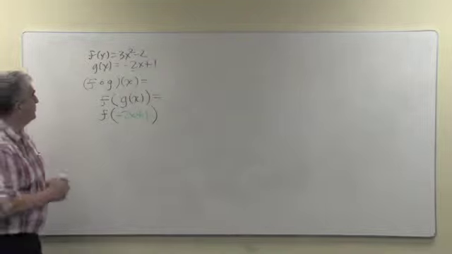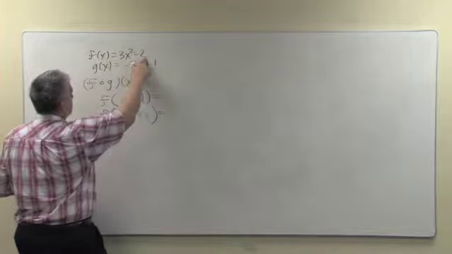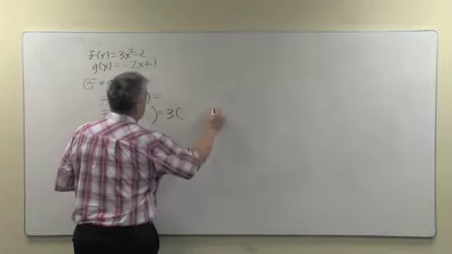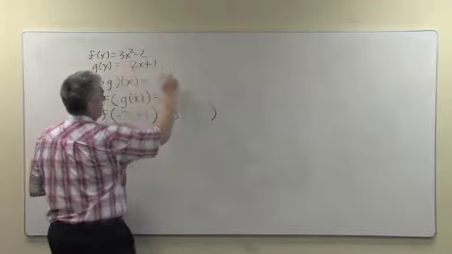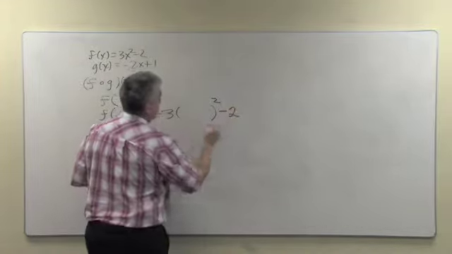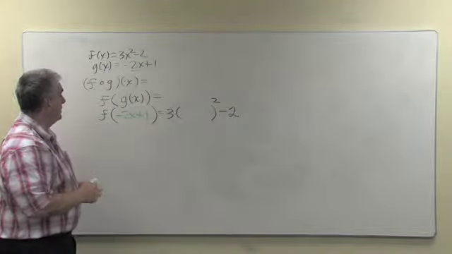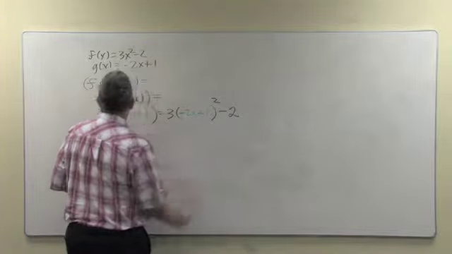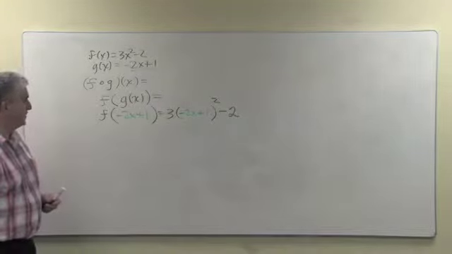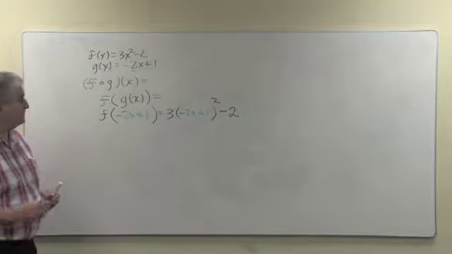So what does the f function do to the input? Well, taking a look at the f function, what it does is 3 times whatever input is given to us, 3 times the input squared minus 2. Now the input is going to be the g function, negative 2x plus 1. So we're going to square that input and subtract 2.